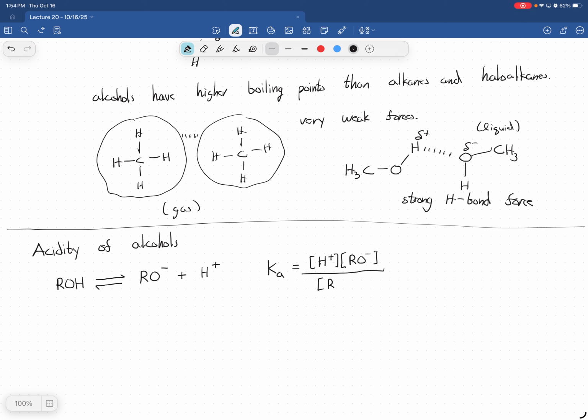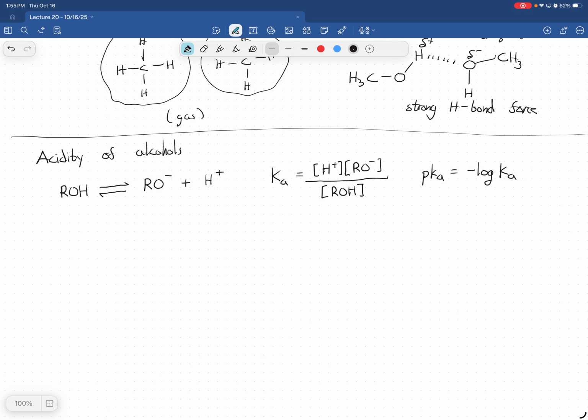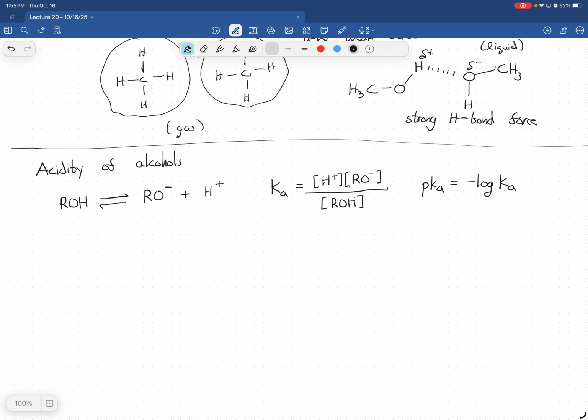And here's the concentration of our initial reactant, right? ROH, or alcohol. Okay. And remember, how we get a value for pKa is the negative log. So it's like taking the pH. It's the negative log of the Ka. So this tells us in a numerical scale what's the stronger acid versus the weaker acid. Good. All right. So let's compare pKa.